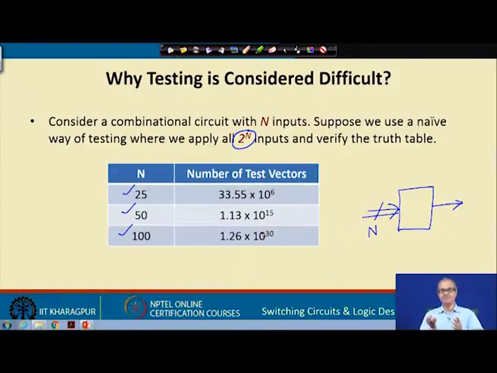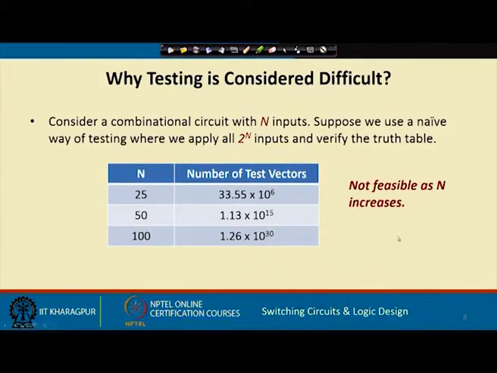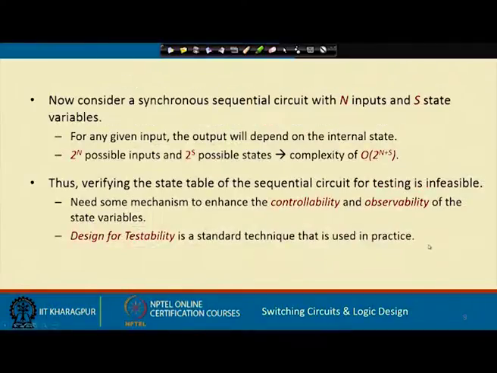So, you see numbers are becoming enormously large. You really cannot apply so many test vectors in practice. So, it is just out of the question. You would be requiring years and centuries to complete your test. So, this is not possible. Okay? This is why we say testing is a difficult problem, not feasible as n increases.